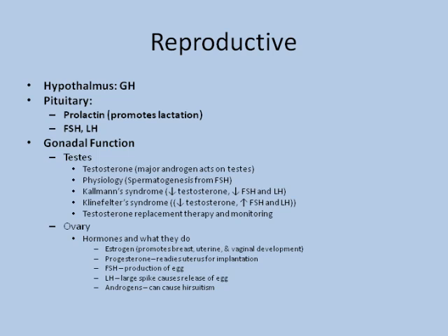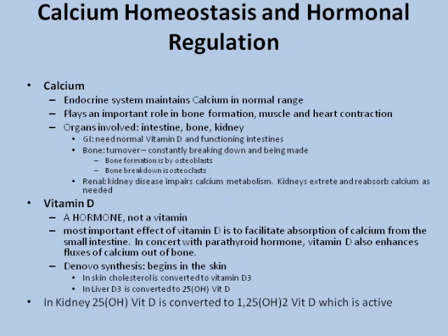With the ovaries, we have estrogen, which promotes breast, uterine, and vaginal development. Progesterone, which readies the uterus for implantation. FSH causes the production of egg, causes the spike or the release of an egg. And if you have too many androgens, it can cause hirsutism.